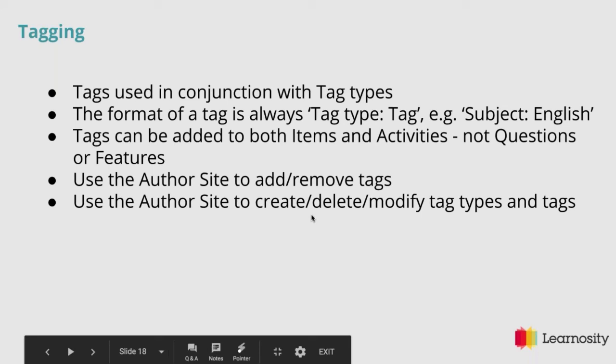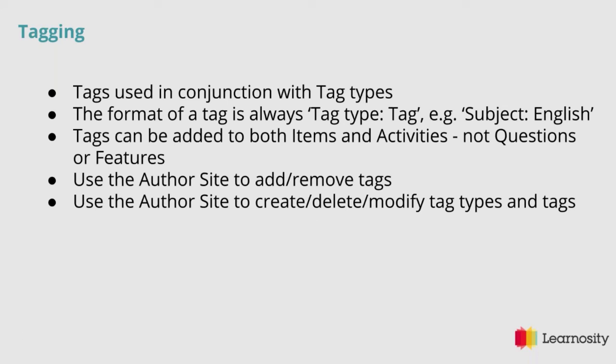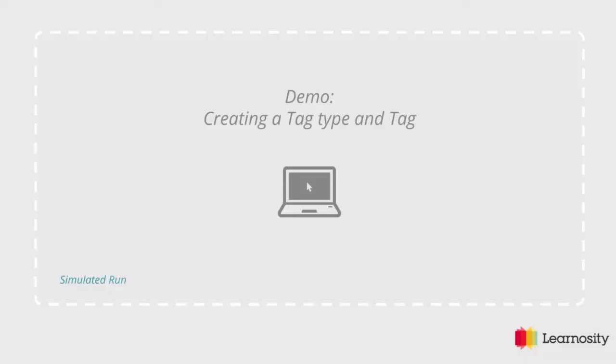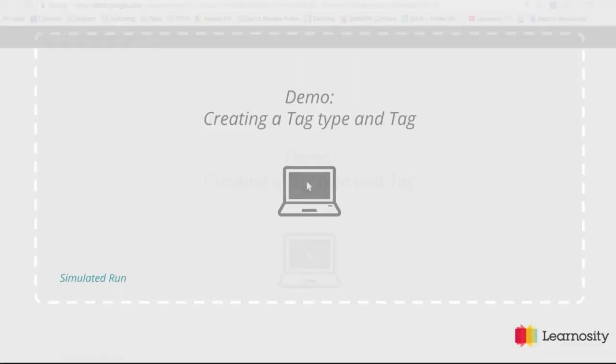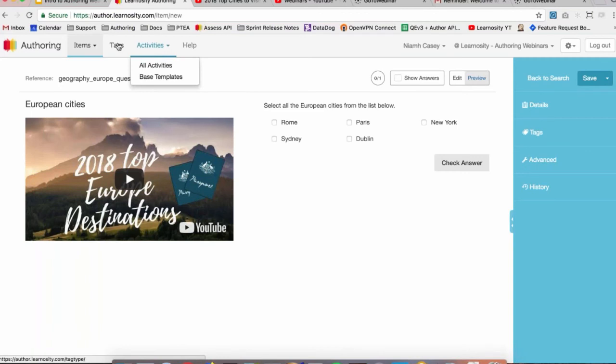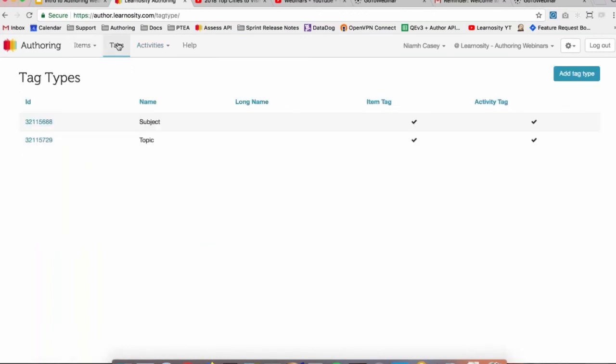And you can use the author site to do all of this. You can use the author site to add tags and remove them from items and activities. And you can also use the author site if you want to create new tag types, create new tags, or modify or delete them. So we'll go and look at the tag manager we have now. So if you go up to the nav bar at the top, you'll see tags. We'll just click on that. And we can see some pre-created tag types in here already. We can add a new tag type on the top right.